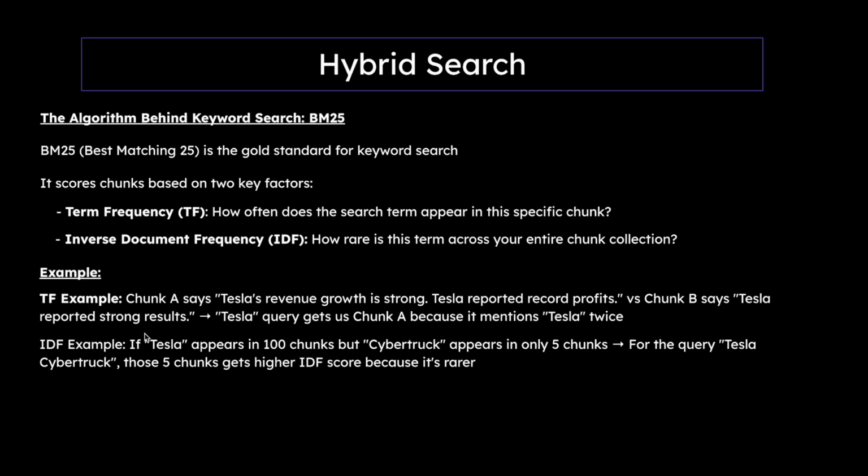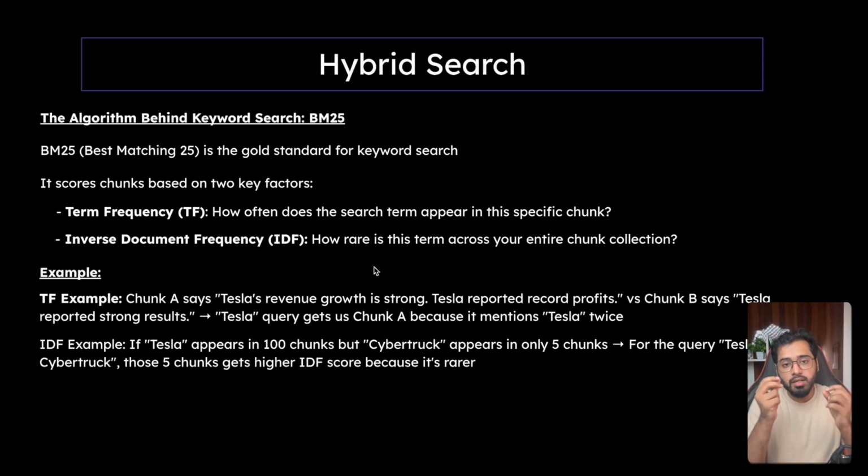In this particular example, let's say Tesla appears in 100 chunks, but Cybertruck only appears in 5 chunks, and the query is going to be Tesla Cybertruck. In this case, those 5 chunks get a higher IDF score because the term is rarer. This ties into inverse document frequency: how rare is this term across your entire chunk collection.